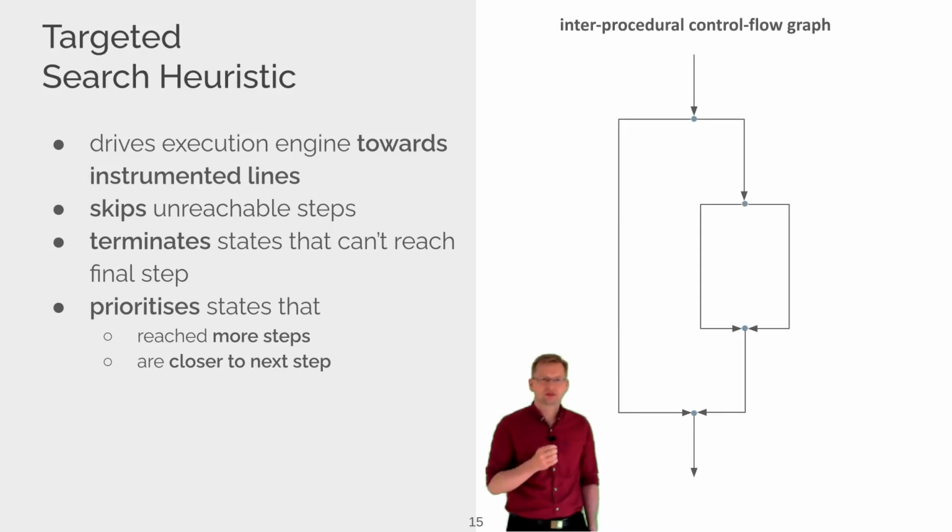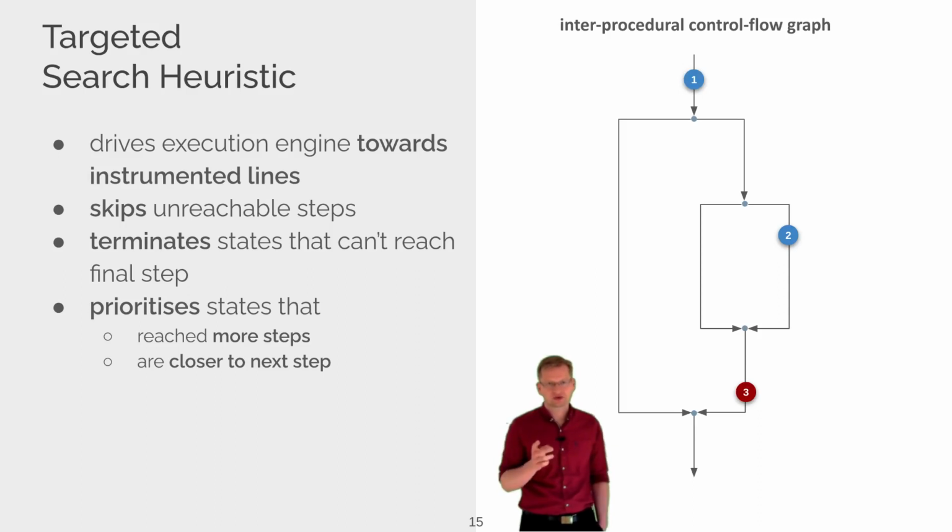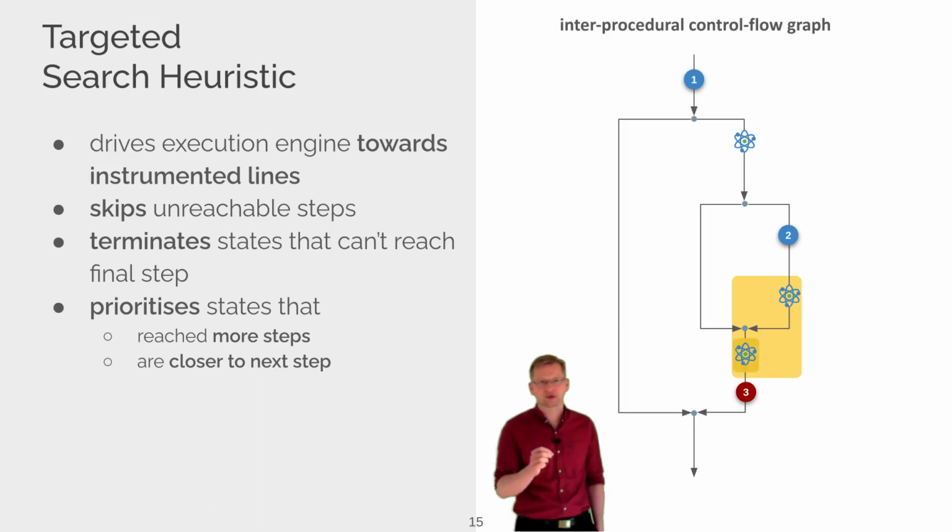Let's assume we have an interprocedural control flow graph as shown on the right, and 3 instrumented steps, the last one being the final error location. Furthermore, the symbolic execution engine explores 3 paths in that CFG currently. Our targeted search heuristic now prioritizes paths that have already reached the highest number of steps, and among those, the ones that are closest to the next step. The heuristic has some more features.